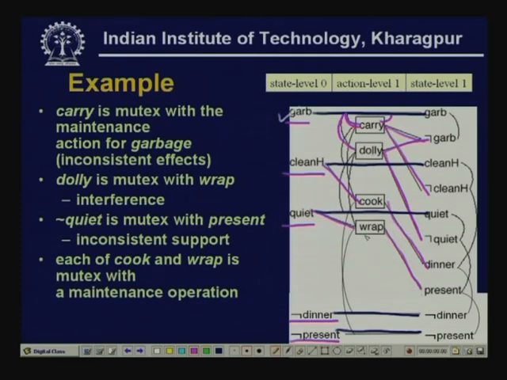Wrap, so not quiet. So, Dolly has an effect of not quiet and quiet has the effect of quiet. Since not quiet and quiet are mutex, Dolly cannot occur along with the maintenance action quiet. So, Dolly and quiet are mutex.